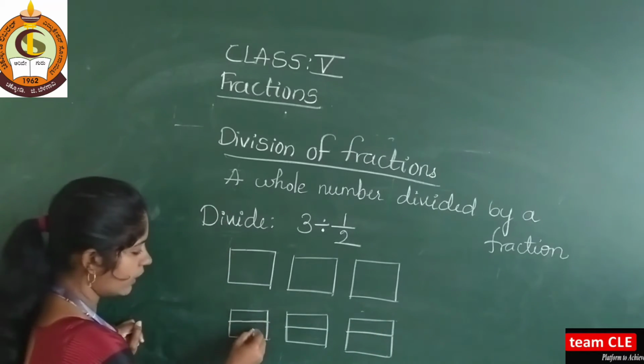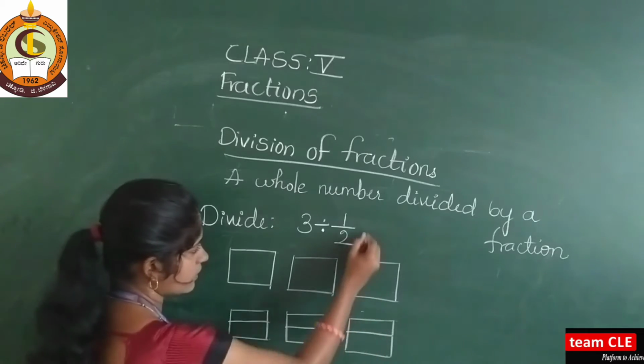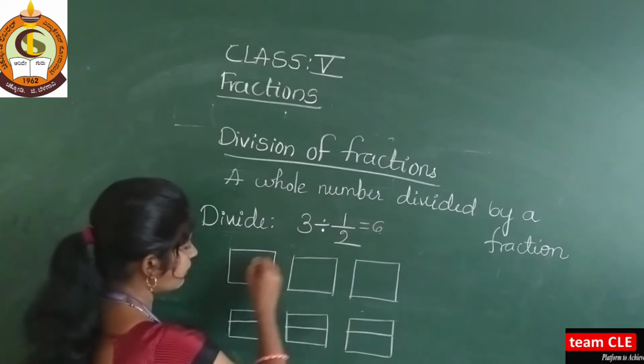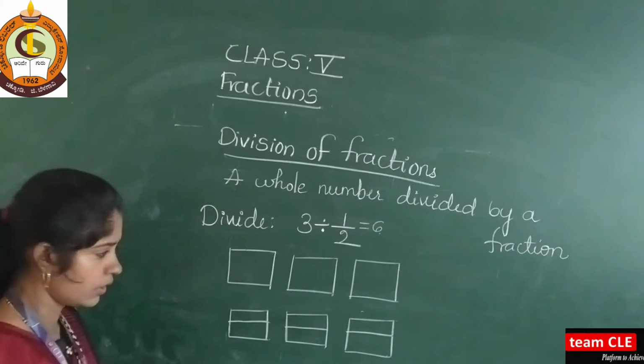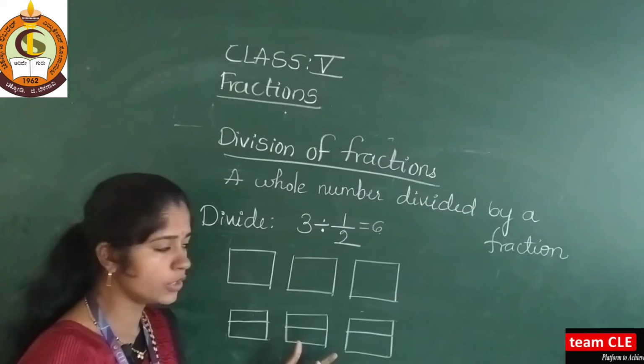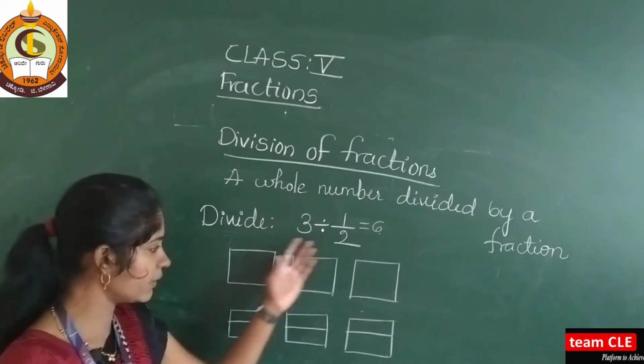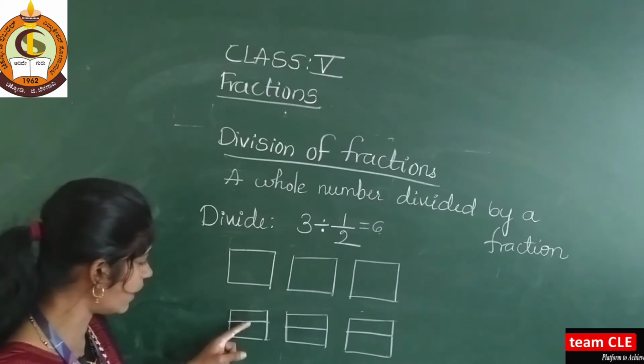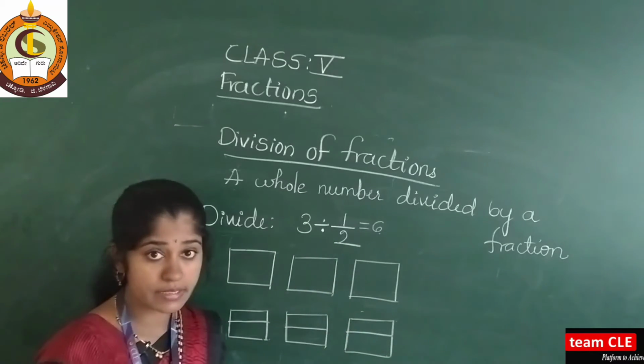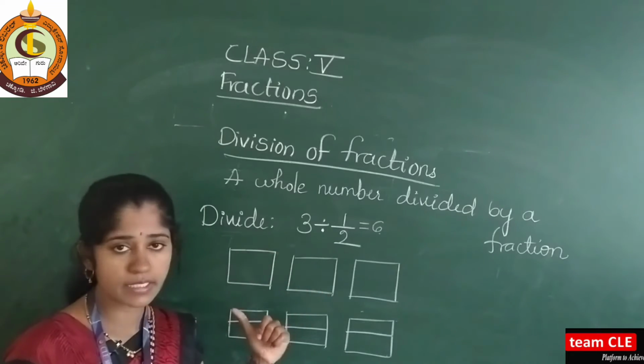Just here, 1, 2, 3, 4, 5, 6. So its answer is 6. First I have drawn 3 wholes, and in each I made 2 parts. Half is there: 1 by 2, 1 by 2, 1 by 2. Then tell me, in total how many parts are there? 1, 2, 3, 4, 5, 6. So its answer is 6.